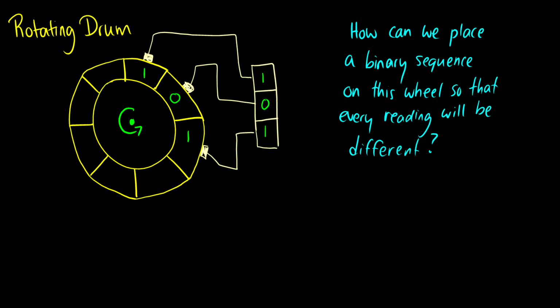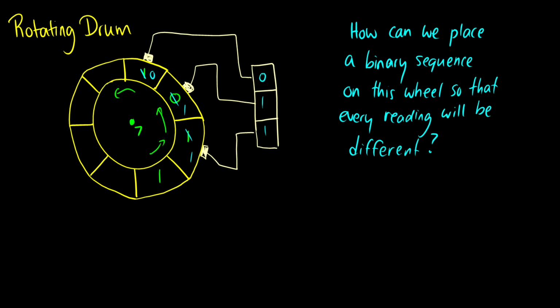So what we want is to put down a binary sequence of digits so that no reading is exactly the same. Because let's say we have 1, 0, 1, 1 here. If this all moves over 1 position, then the new reading is going to be 0, 1, 1. So this will get replaced with 0, 1, 1. We want all of these different readings to be different when we rotate it. So how can we figure out a nice sequence to put on this drum?